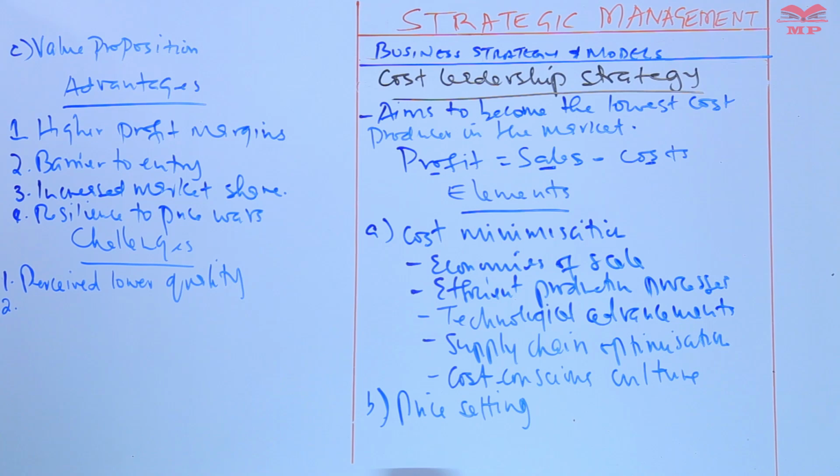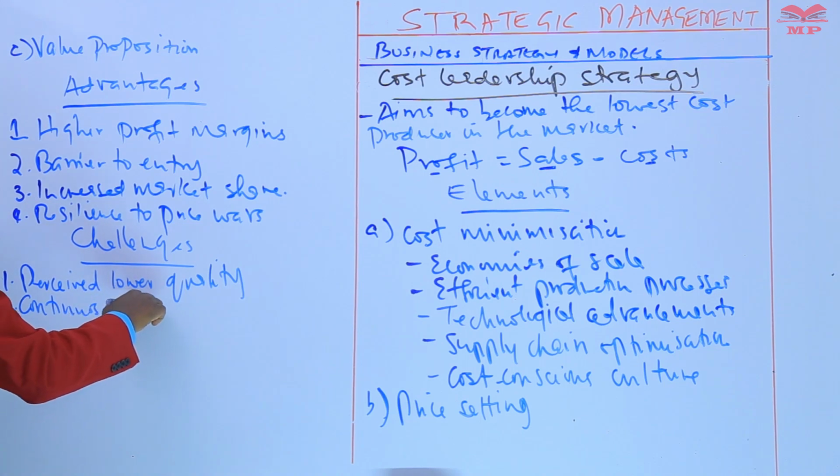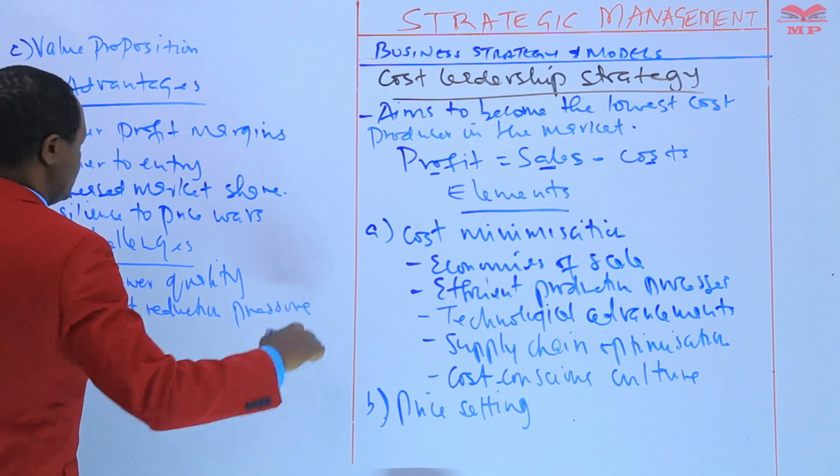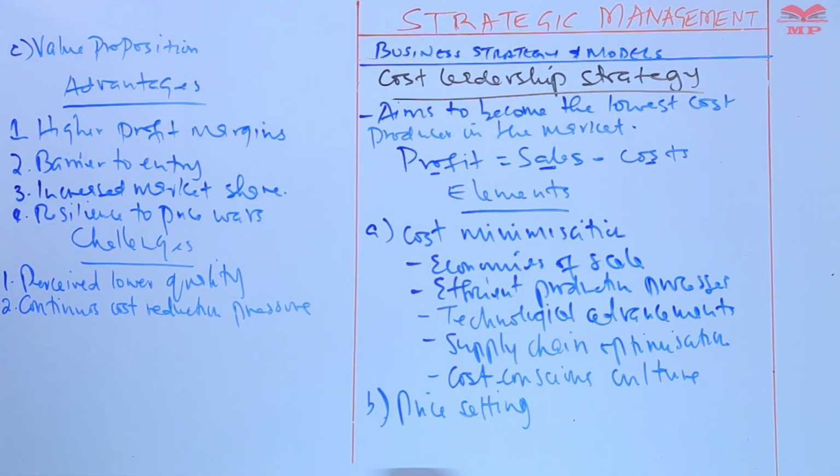The second challenge is continuous cost reduction pressure. Maintaining a low cost structure requires ongoing efforts to identify and implement cost saving measures, which can be a challenge. Continuously finding ways to reduce the cost structure.